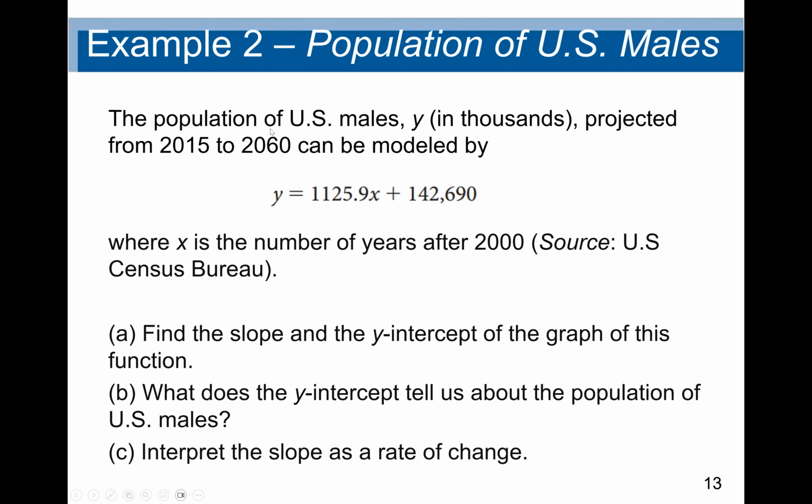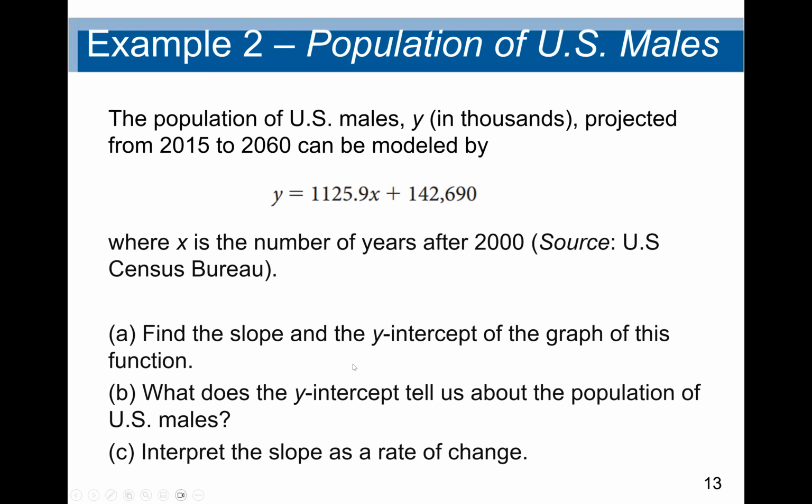So we have an example here. The population of US males, and here we say it's the y in thousands, projected from 2015 to 2060, can be modeled as follows. So here we have y equals 112.59x plus 142,690. Now, x will be the number of years after 2000. So 2000 is 0, 2001 is 1. And now they say we should find the slope and also the y-intercept of the graph of this equation.